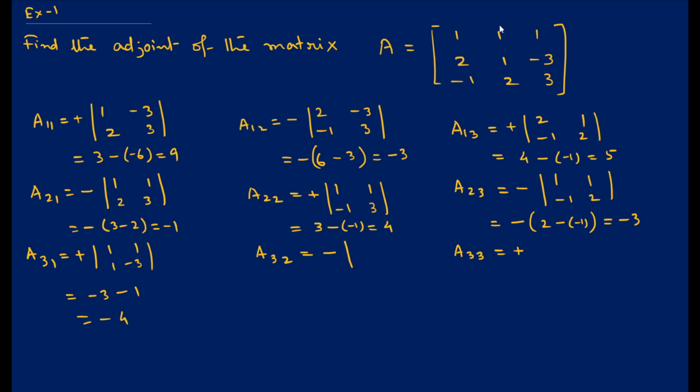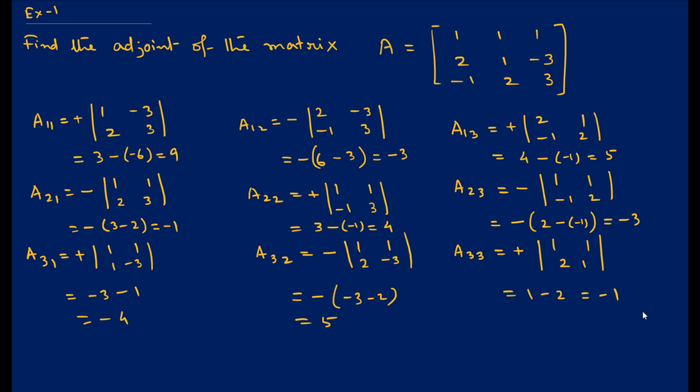Then A32. So A32 means we are talking about 2. 2 lies in second column and third row. So delete second column and third row. So 1 1 and then 2 minus 3. ठीक है, so 1 1 2 minus 3. So it's minus 3 minus 2. So you'll get 5. And then the last element, A33. So we are talking about the cofactor of 3. 3 lies in third row, third column. So after deleting third row and third column, how much will you get? 1 minus 2. How much is it? Minus 1. ठीक है, so we have all the cofactors now.